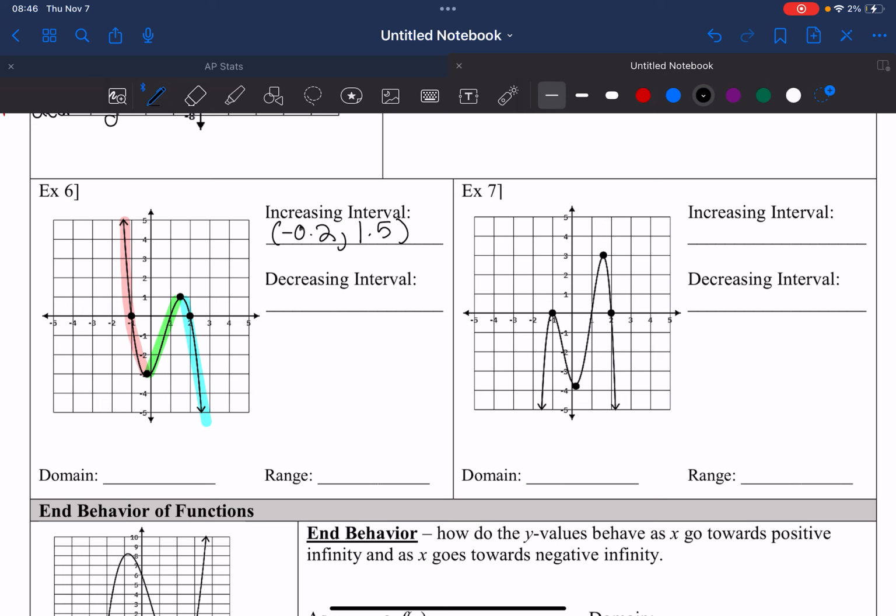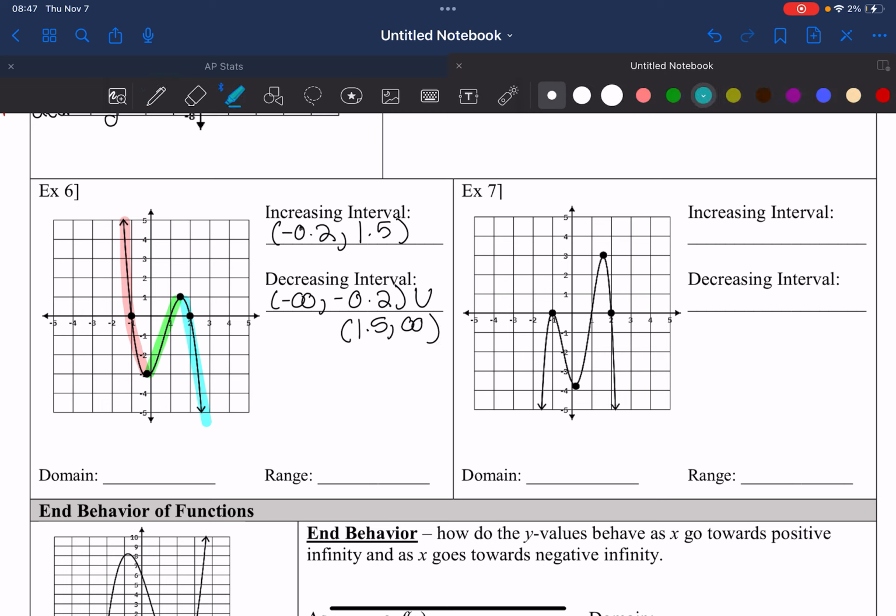We only have one increasing interval, so we just leave it as that. We don't have to add in the union symbol. And then we have two decreasing ones. Starting with the pink, it starts at negative infinity on the x's, goes to about negative 0.2, union with the blue part, 1.5 to positive infinity.